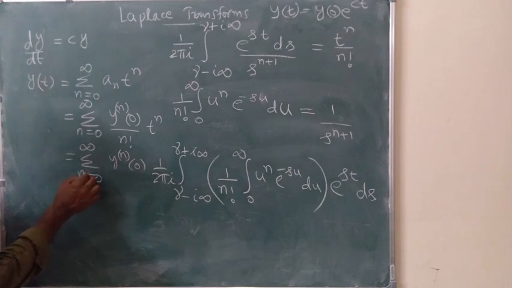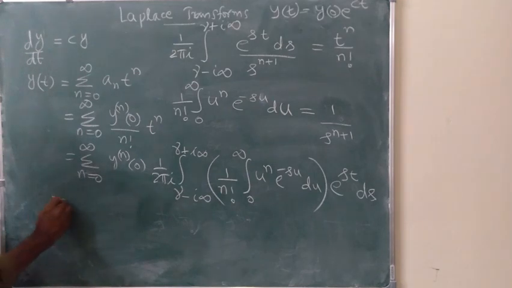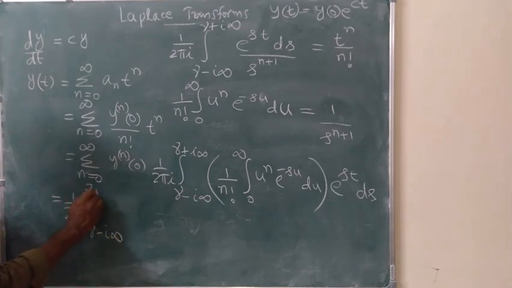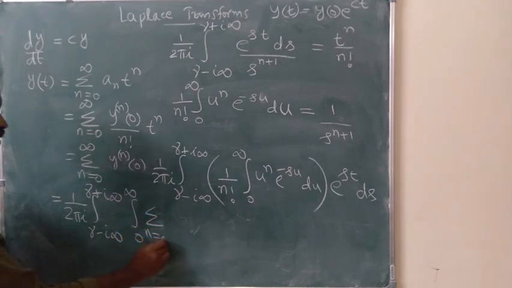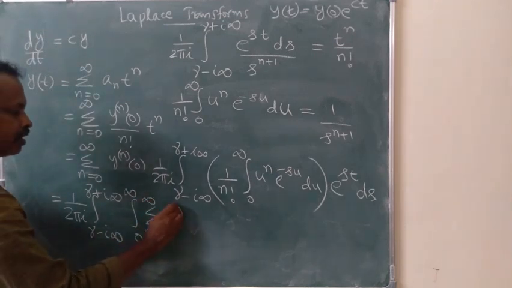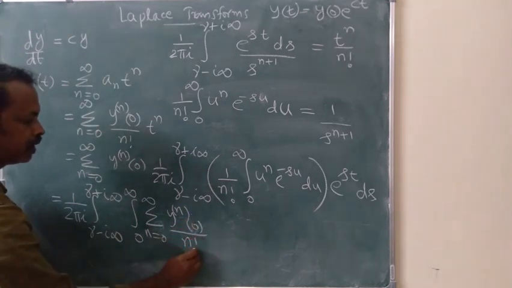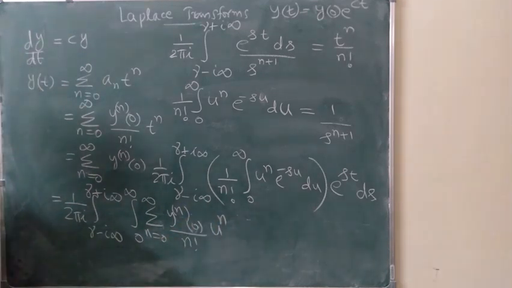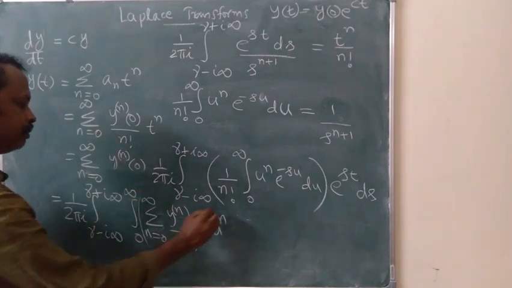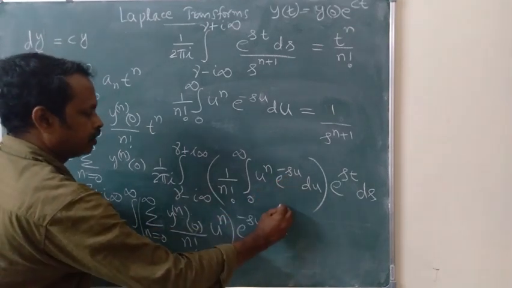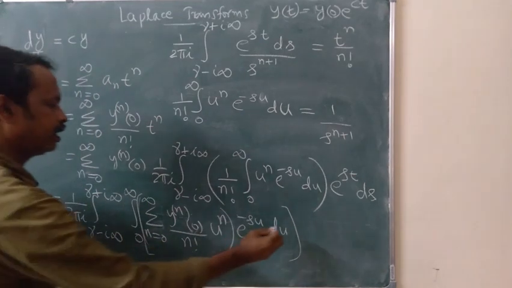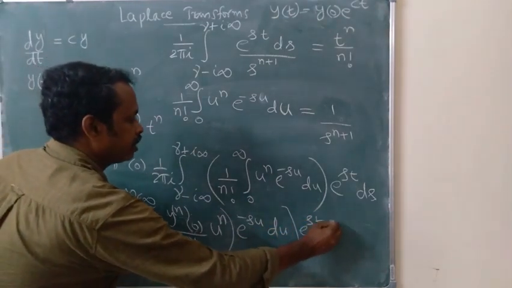Now what we will do is, we will take this summation here inside this integral. So that becomes 1 by 2 pi i integral from gamma minus i infinity to gamma plus i infinity. Again integral 0 to infinity summation n equal to 0 to infinity yn(0) divided by n factorial u to the power n. So this we will put in a bracket e raised to minus su du, that again in a bracket multiplied by e to the power st ds.